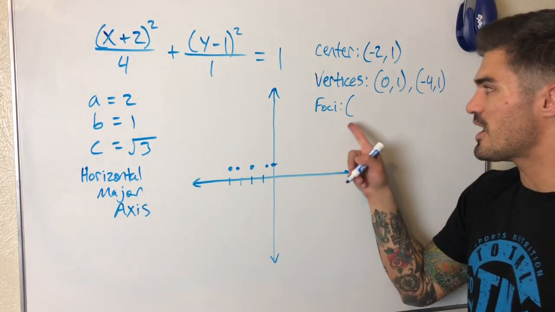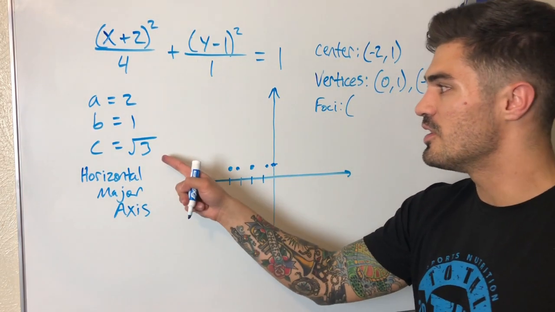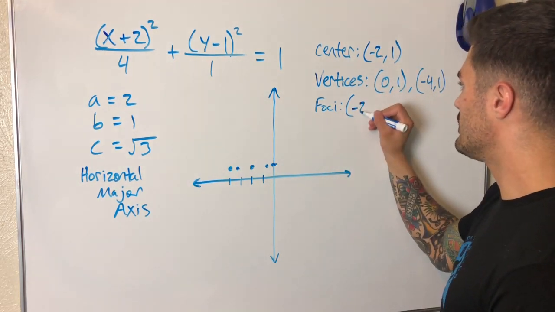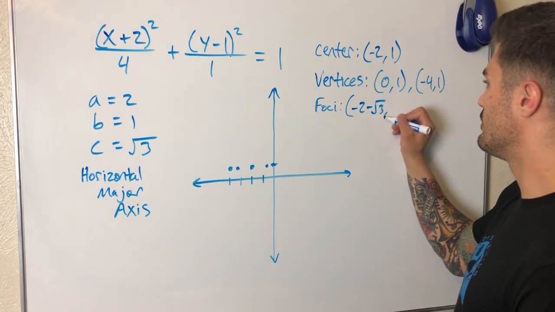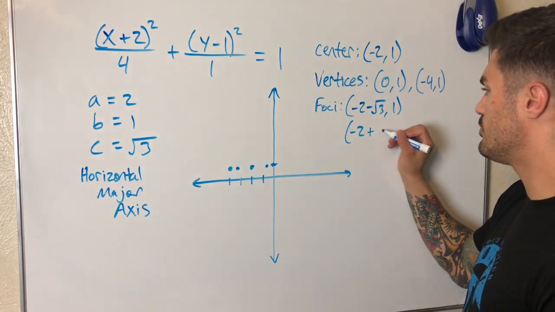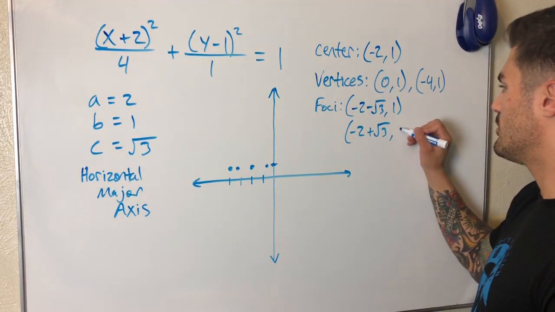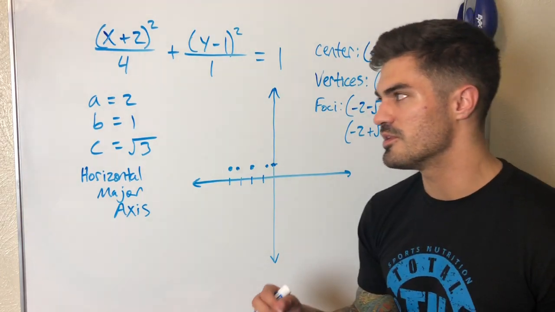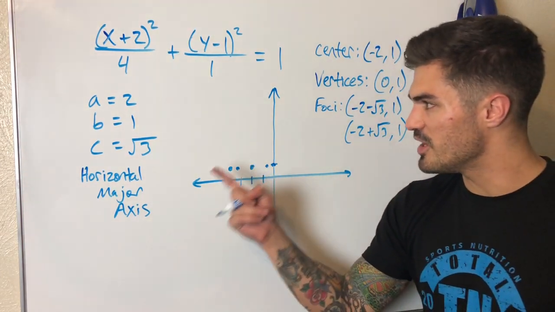So again, I'm changing my x value. So I'm subtracting root 3. That's one of my foci. So I have -2 minus root 3, 1. And then for the other one, I'm adding root 3. -2 plus root 3, comma 1. And you could, again, punch this in a calculator if you want to see exactly where it is, but I'm good with this. So again, I have my major axis.